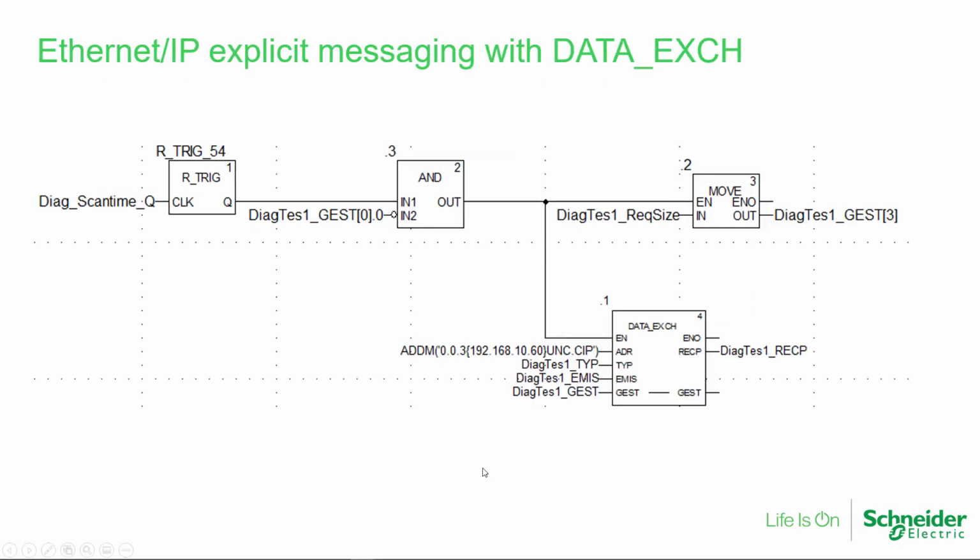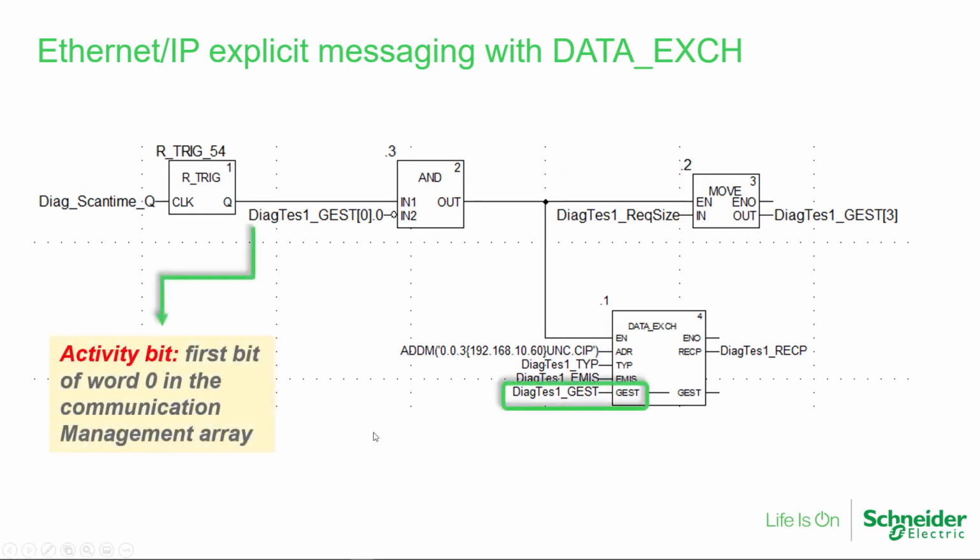Two solutions are available to implement EtherNet/IP explicit messaging. One of them is by the use of the data exchange function block. As I mentioned before, there is a bit related to the activity or the status of the function block. In this example that I'm showing on the screen, it is being used to make sure that the operation or the transaction of the data exchange function block has been finished before triggering it again.